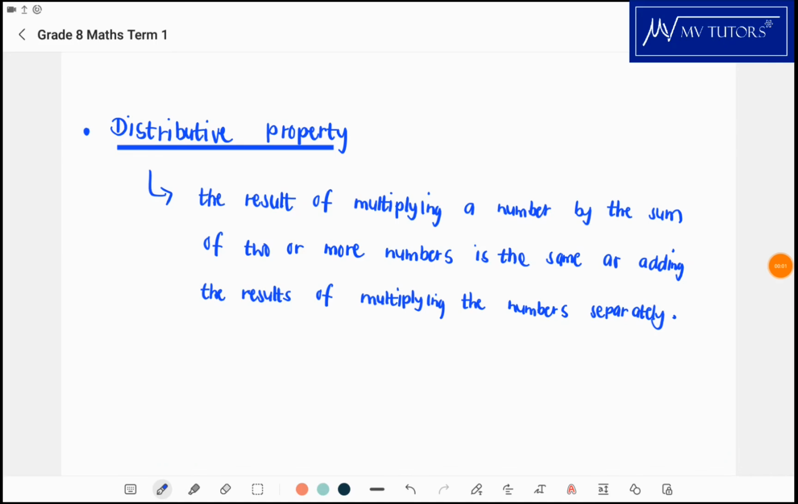Let's have a look at the distributive property. So what does it say? The distributive property says the result of multiplying a number by the sum of two or more numbers is the same as adding the results of multiplying the numbers separately. What do we mean by that?